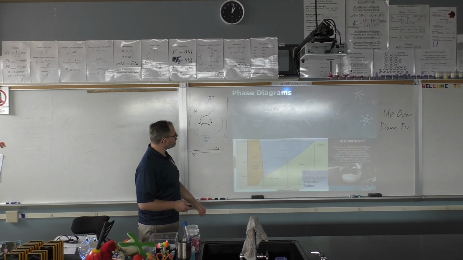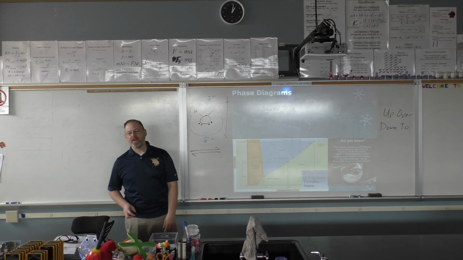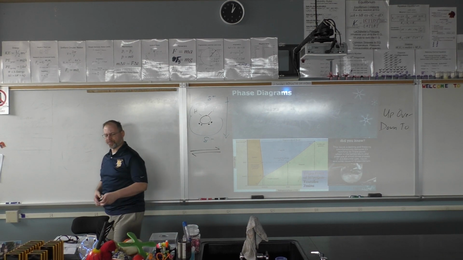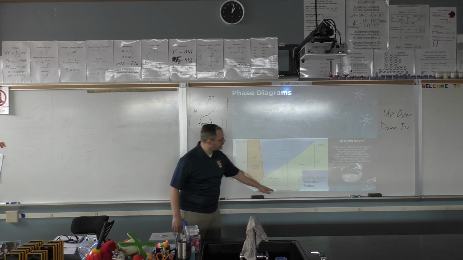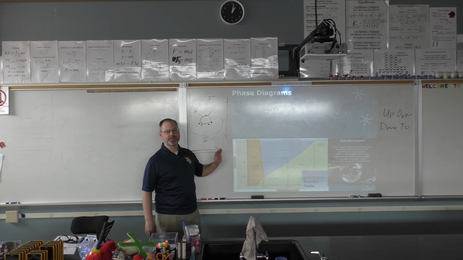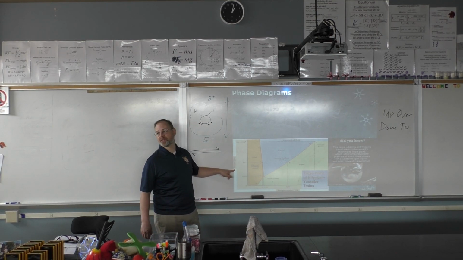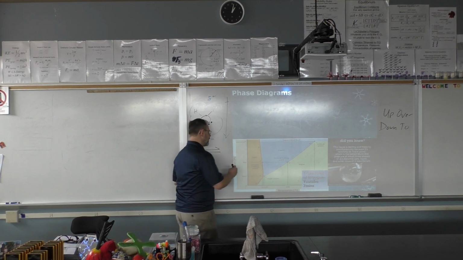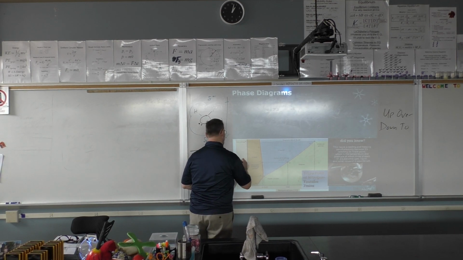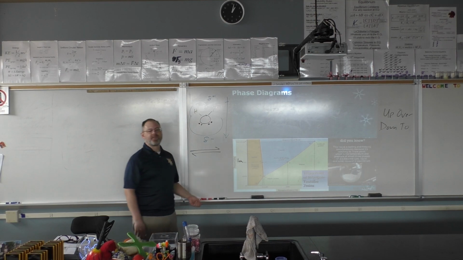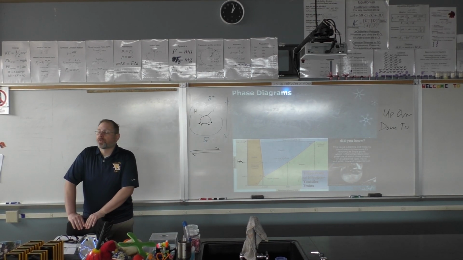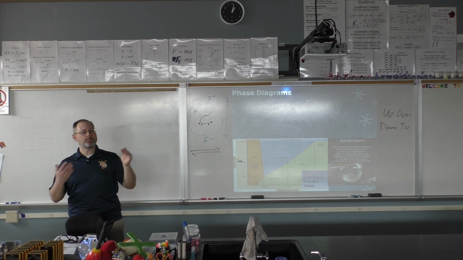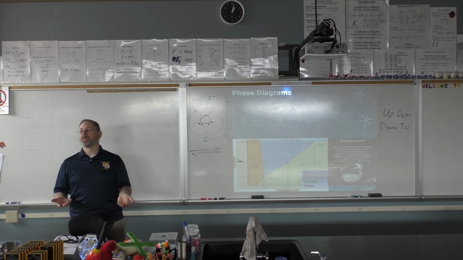Okay. Phase diagrams. Phase diagrams are pretty cool graphs of temperature and pressure. We put the temperature on the x-axis and the pressure on the y-axis. This graph is in kilopascals, but we convert it to say 101 kilopascals is 1 atmosphere. We're going to have an activity tomorrow where we make a phase diagram. They are graphs of temperature and pressure, and they work like this.